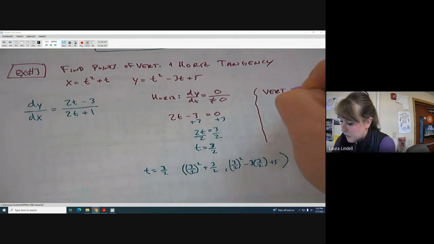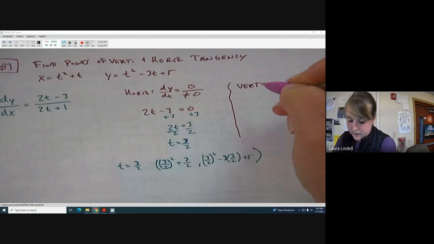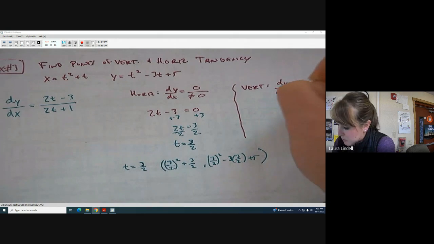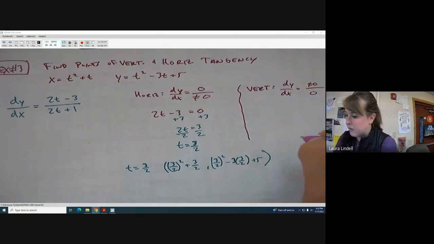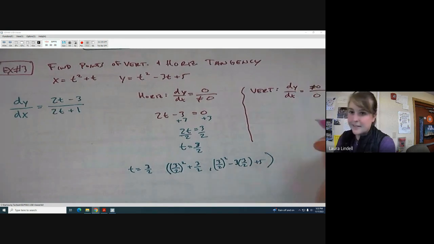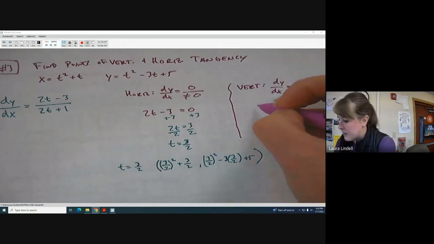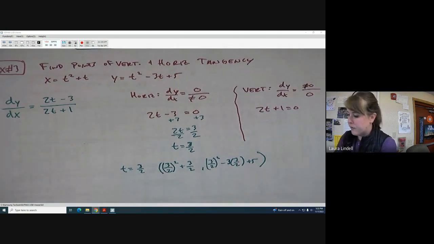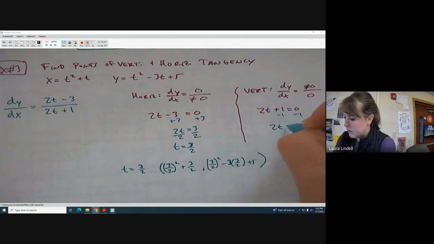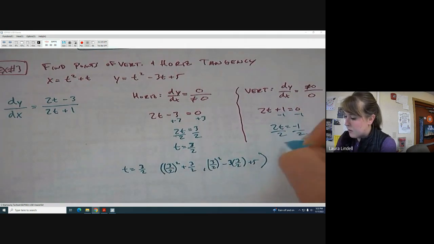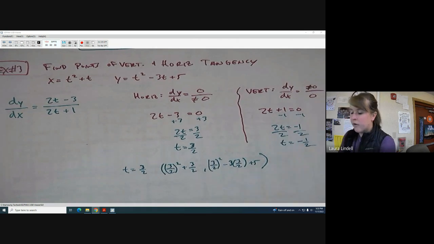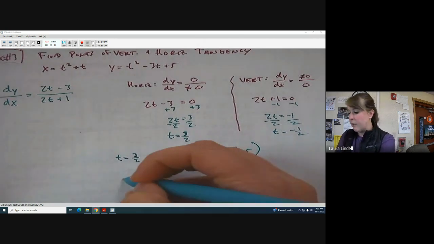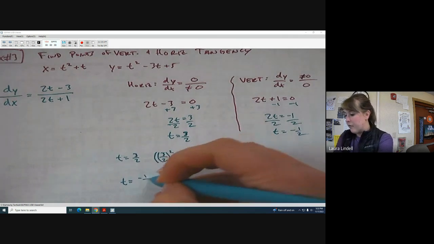So vertical tangency, much like horizontal tangency, except we want dy dx such that the top is not 0 and the bottom is 0. So that means that we need dx dt to be 0 while dy dt is not 0. So we're going to set 2t plus 1 equal to 0 and solve. So t is negative 1/2 for a time of vertical tangency. But since we want a point of vertical tangency, again, we're going to go t equals negative 1/2.